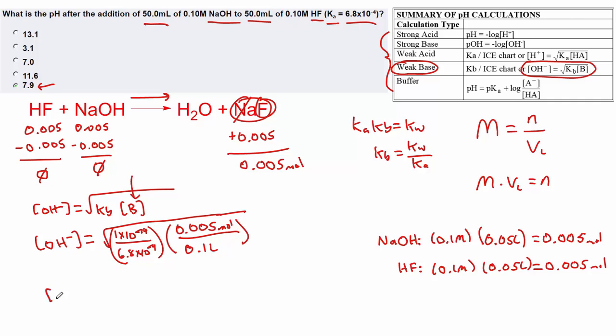Cool, and from here, we'll calculate our hydroxide concentration. And that gives us a hydroxide concentration of 8.8 times 10 to the negative 7 molar. We can take the negative log of that to come out with a pOH. That gets us a pOH of 6.1, and if we subtract from 14, that's where the pH of 7.9 comes from. There's your answer.